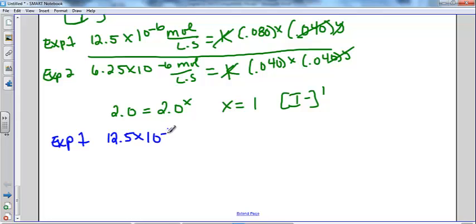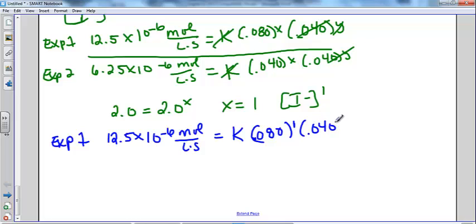So 12.5 times 10 to the negative 6th moles over liters times seconds. We've got K, and I'm going to go ahead and plug in 0.080. I'm going to go ahead and put the 1 here. This one works out, meaning that you have two experiments that make it easy to calculate. Every once in a while that's not going to be the case, and you're going to have to actually plug this number in order to solve for y. But in the beginning we try to set you up for success here.